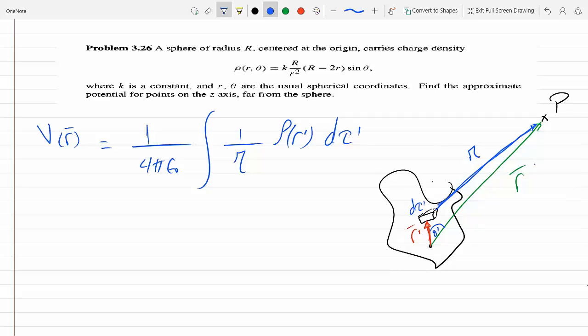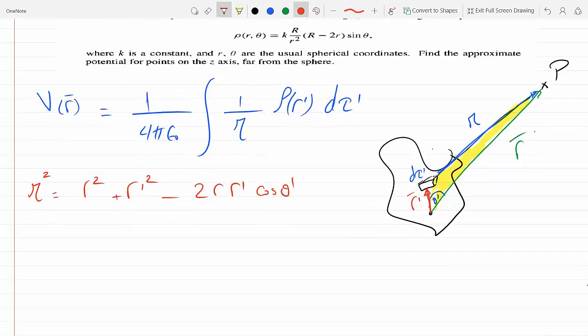Correct? Now, I'll take this triangle that I've created, and I'll use the law of cosines to figure out what my separation vector is. According to the law of cosines, the separation vector squared is r squared plus r prime squared minus 2 times the first times the second, 2 r r prime cosine theta prime.